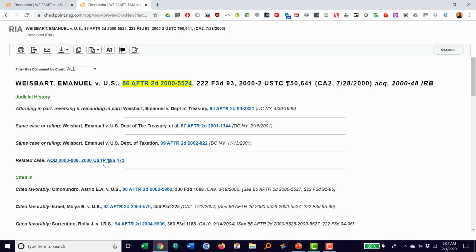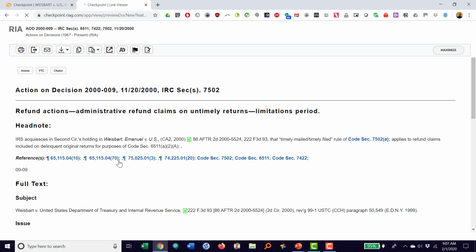There's also in related cases this thing called an action on decision, AOD. Again, Treasury doesn't issue these, but this is what they issue. Please notice here in our description, acquiesced. This is where they issue their acquiescence or non-acquiescence. And in this particular case, Treasury gave up on this issue back in 2000. That was a little factor that apparently nobody noticed in this case.